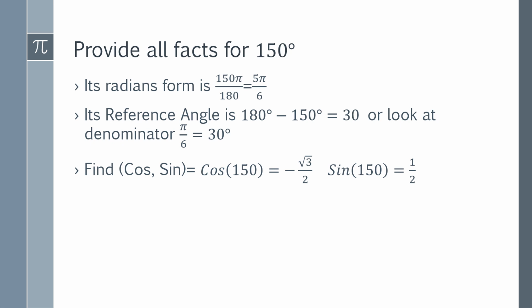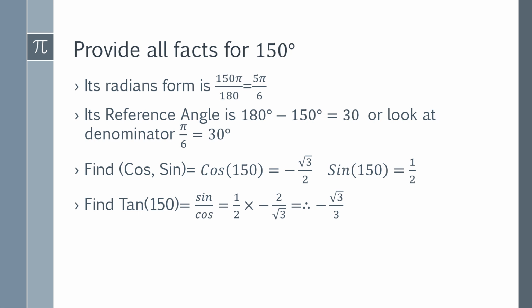Alright? Let's see what facts we can recall. To find tangent of 150, all I had to do is go sine divided by cosine. So I know sine of 150 is 1/2, and I know cosine is going to be negative square root 3 over 2. But when I divide that, it's keep, change, flip. It's going to be negative 2 over 2 square root 3. And when I multiply those 2's out and rationalize the denominator, I get negative square root 3 over 3.